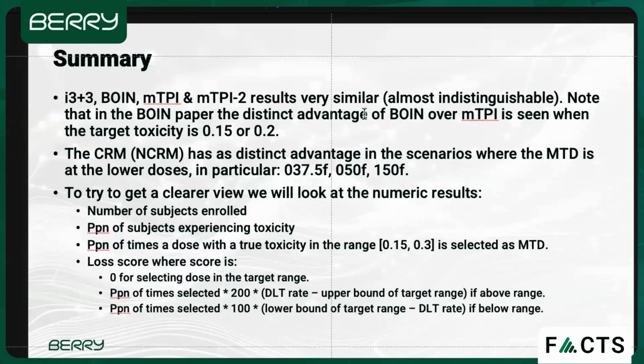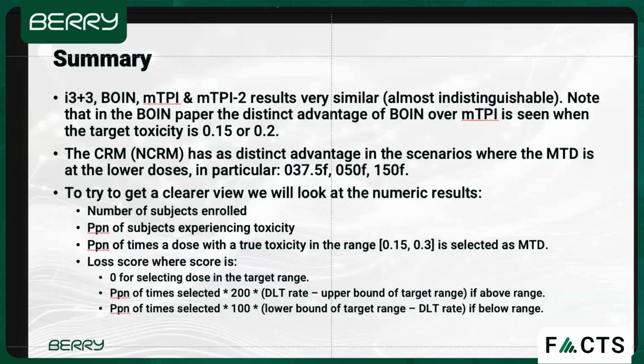Interestingly, in the Boeing paper, its advantage over the mTPI is mainly seen when the target toxicity is quite a bit lower than we're simulating. So maybe we aren't, in this simulation experiment, seeing Boeing at its absolute best. We've got 4 scenarios where the MTD is found better by the CRM than these rules-based ones.